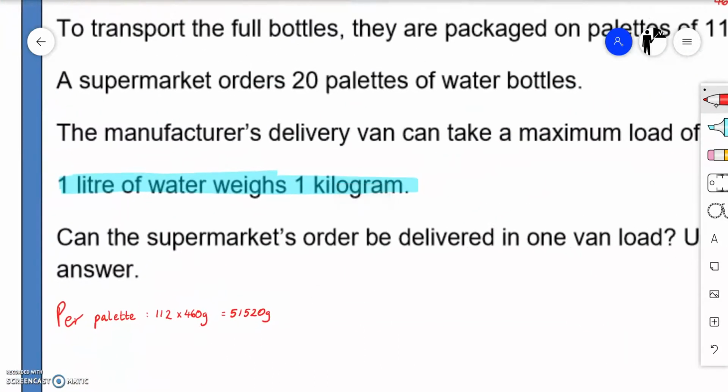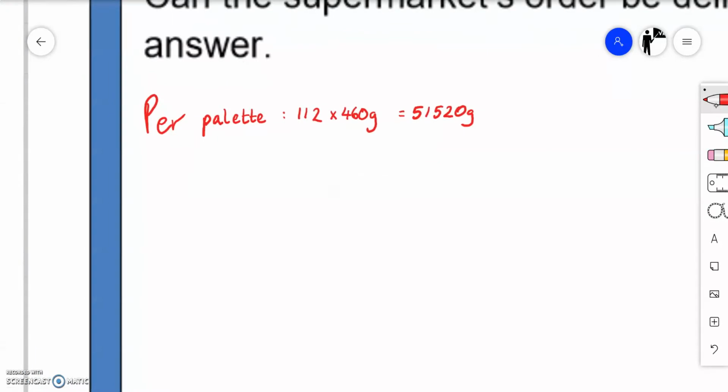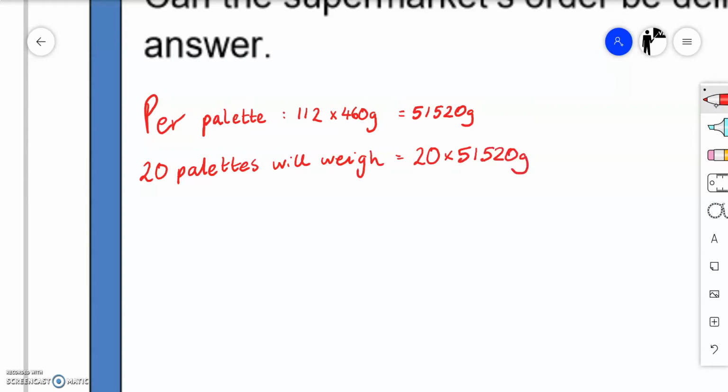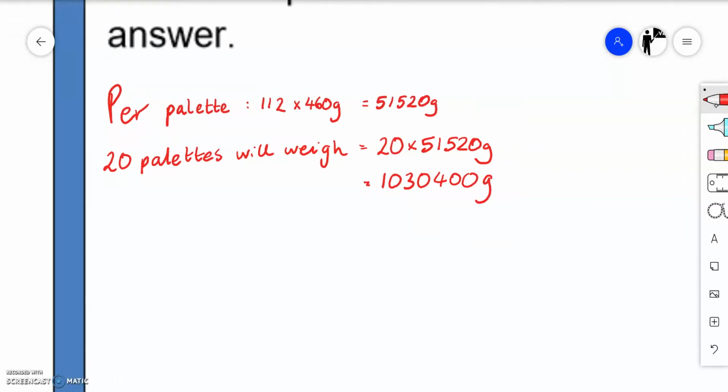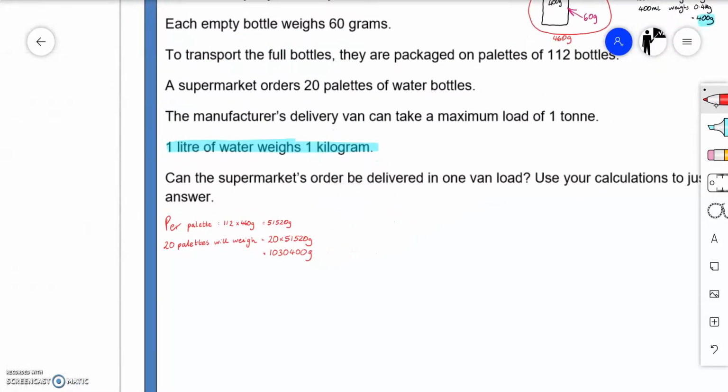A supermarket orders 20 of these pallets. So the 20 pallets will weigh 20 times the weight of 1 pallet. And multiplying this by 20 is going to give us 1,030,400, and that's in grams. So that's how much the 20 pallets is going to weigh.